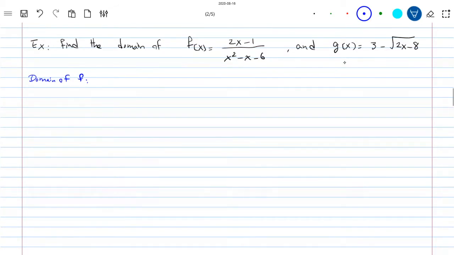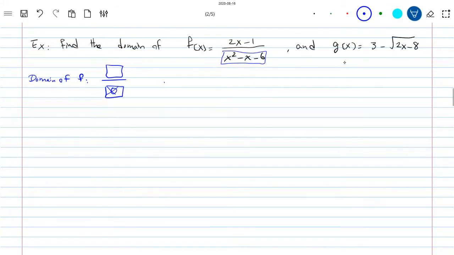What is the domain of f? If you're dealing with fractions, this is one thing that you should know. The denominator can never be 0. That's the only restriction that you have for fractions. So if you're dealing with functions that have a fraction involved, you look at the denominator and say, okay, this denominator can never be 0. If it is 0, then you have an undefined fraction.